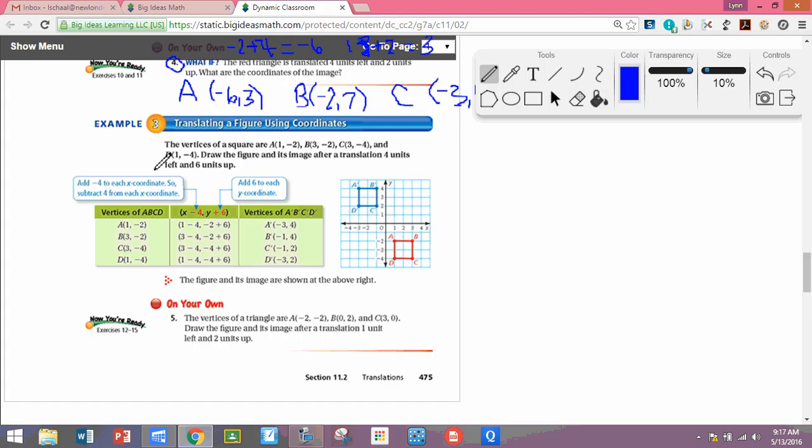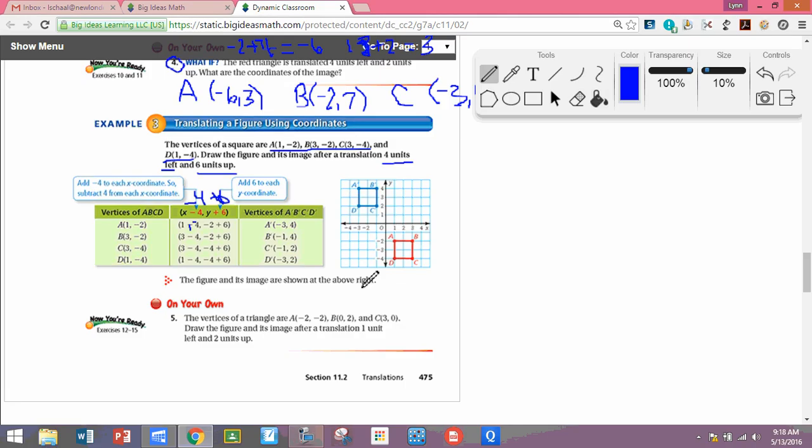mathematically. So what they're saying here is, okay, you have these vertices, these are your points, and you're going to go 4 left and 6 up. Well, if you go left, that means -4. And if you go up, that means +6. And then you just add that to your value, okay? So you start with your point, you have 1 minus 4. Well, 1 minus 4 is -3, because that becomes plus a -4. And then -2 plus 6, that is 4. So that becomes your new point. And then you have your translation, okay?